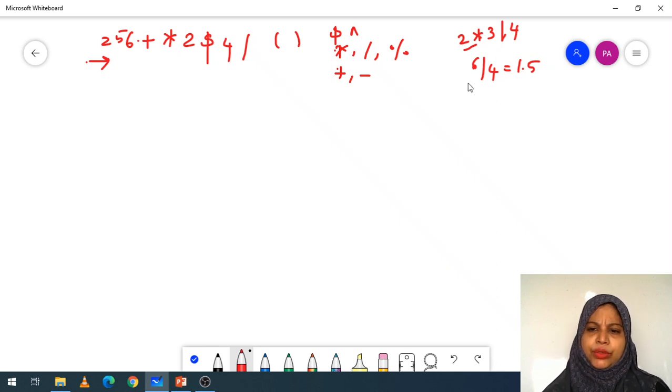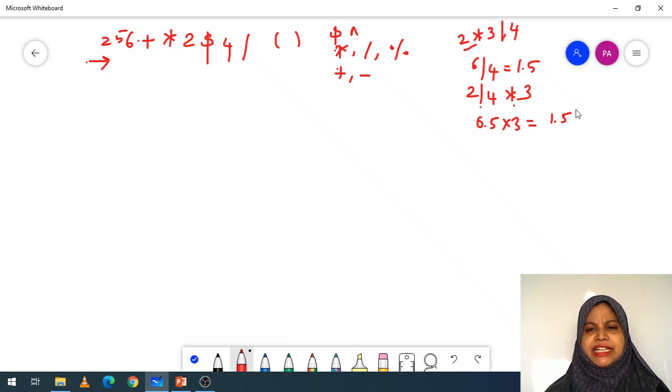If it is 2 divided by 4 star 3, in this case the divide symbol occurs first, then star. So first we have to evaluate this divide symbol, then this star. 2 divided by 4 is 0.5, 0.5 into 3 is 1.5, right. So depending upon the occurrence of the operators, we assign the priority. Priorities are assigned by the operator precedence rule.